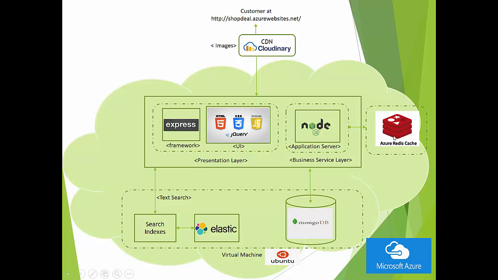The application is connected to Azure Redis cache for leveraging application level caching. The product catalog has been stored in MongoDB, which is deployed on an Ubuntu virtual machine. For the search engine, we are leveraging the Elasticsearch service, which is deployed on an Ubuntu virtual machine. The complete application and all the resources are provided by Microsoft Azure Cloud.